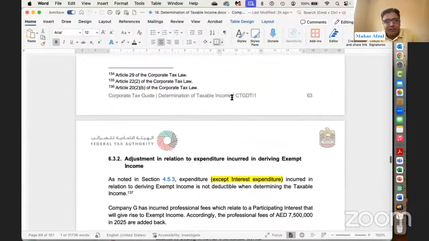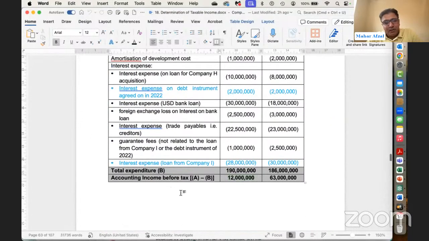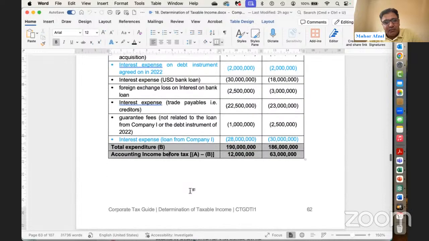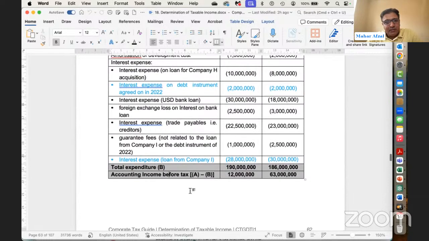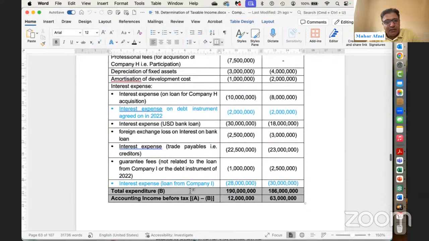It is surprising that I'm not able to go through this. 12 million, 28 million, 12 million. This interest expense from the company should be added back. Yes. Then this should be added back, added back, added back.